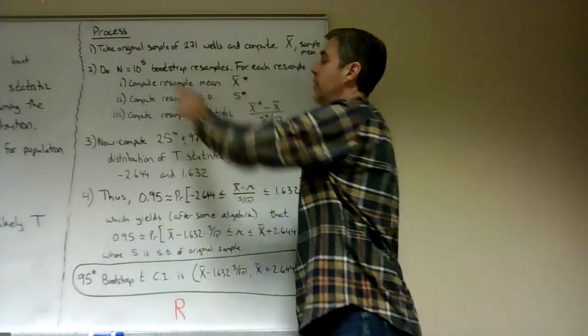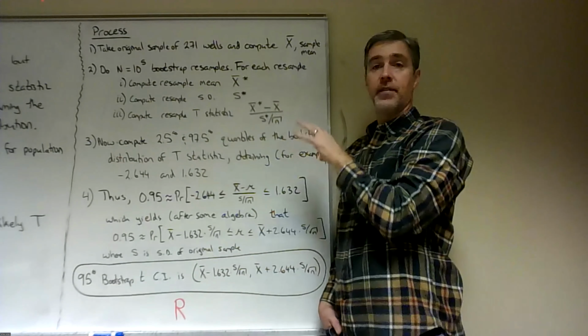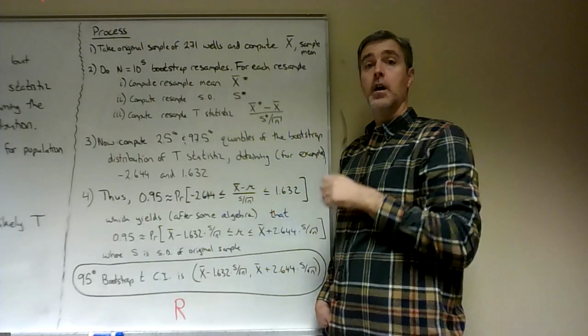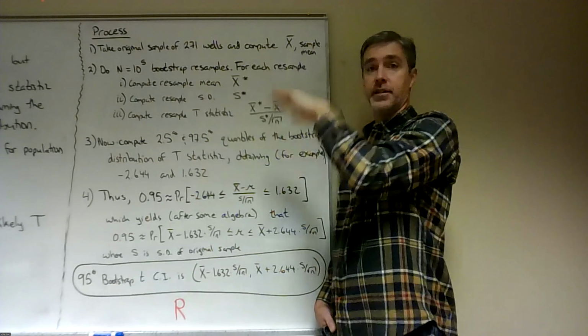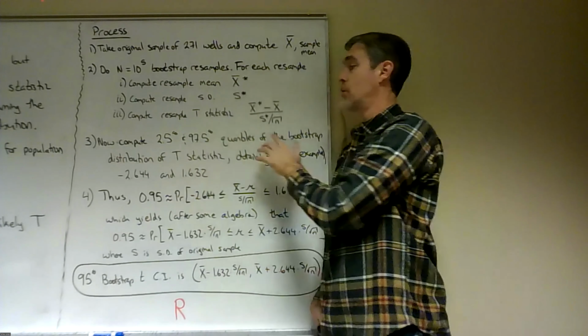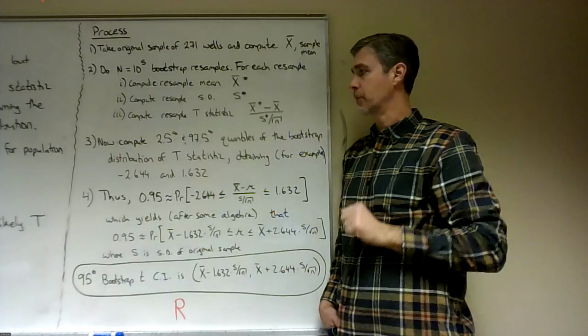I'm going to do this 10 to the fifth time. So I'll have 10 to the fifth of these values. And then that creates my bootstrap distribution of these values. Once I've got those 10 to the fifth values and its distribution plotted, I can grab the 2.5 and the 97.5 quantiles of that distribution if I wanted a 95% confidence interval, okay?